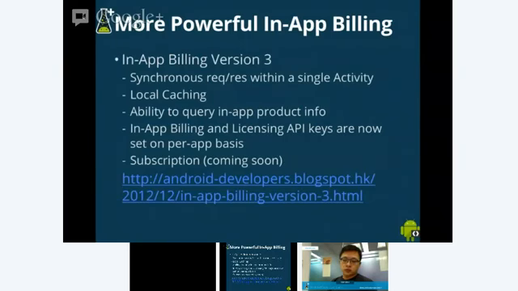And there's a ton of new functionality there as well, including local caching and, something again developers have been asking for, being able to query for product info. So now with this API, you can actually query at runtime to say what are the in-app purchases available, what are their prices, and what are their descriptions. So you no longer need to hard code those prices in your app, which is just great news both for developers but also for users.